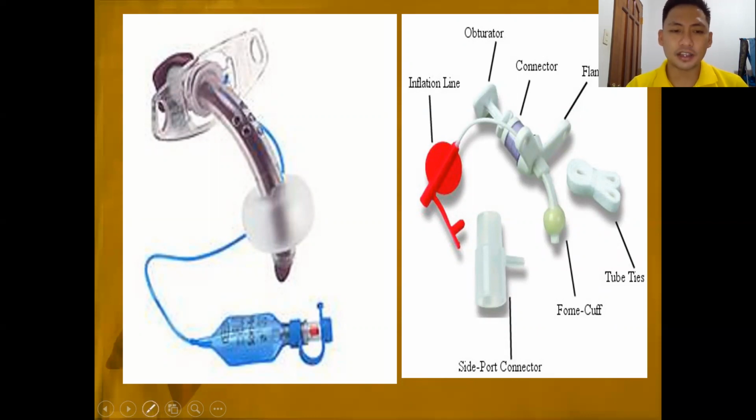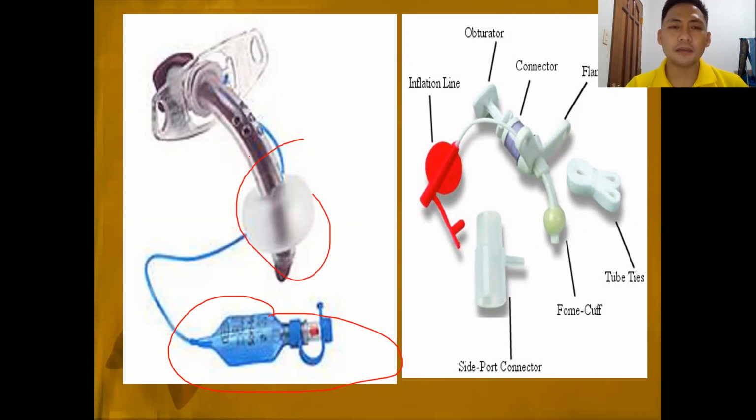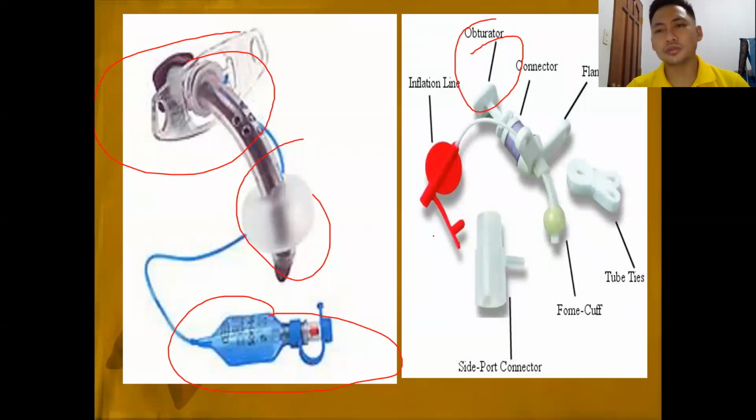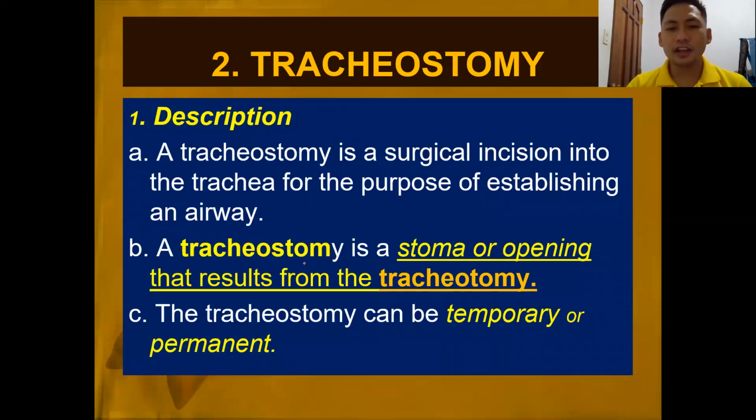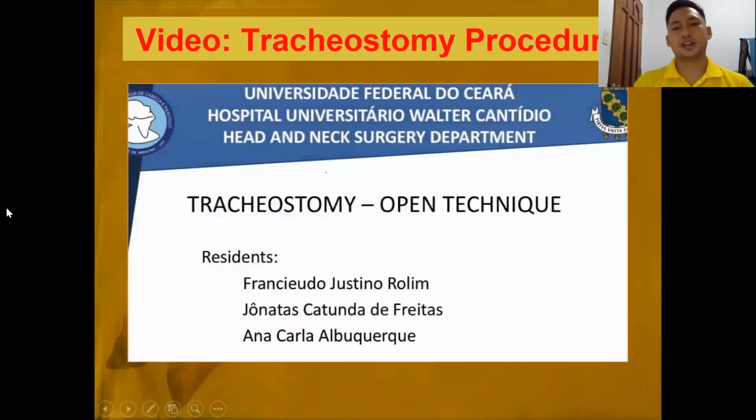Okay, same thing. We have the pilot balloon, we have the cuff, we have the neck piece, and we have the obturator. The obturator is needed to guide the insertion of the tracheostomy tube. So a tracheostomy is a stoma, an opening that results from a tracheostomy. That could be permanent or temporary. So let's look at the tracheostomy procedure.